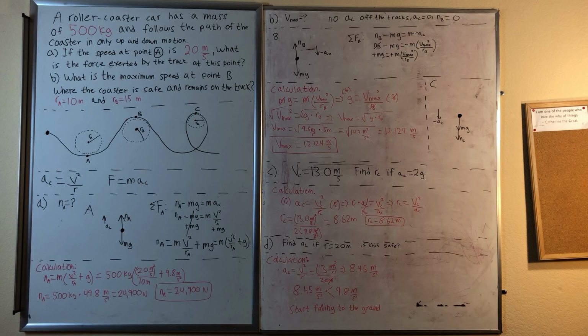After following different points along the coaster, the track exerts 24,900 newtons at point A, and the max speed so the car does not fly off at point B is 12.124 meters per second. And finally, for roller coasters to be more safe, they need centripetal acceleration higher than gravity, like the teardrop-shaped loop helps provide. I hope these intro problems are as helpful for you as they are for me.